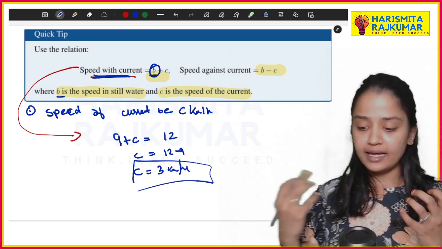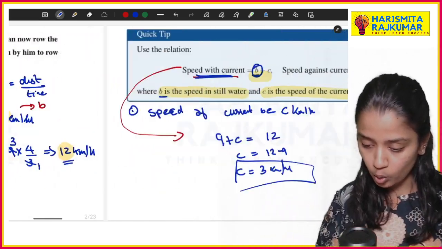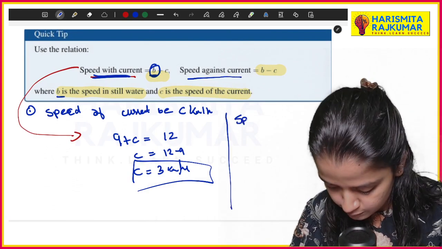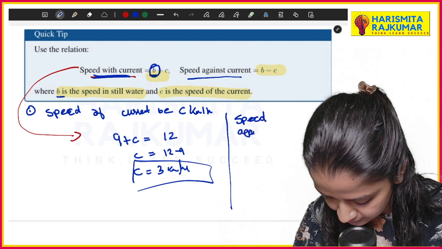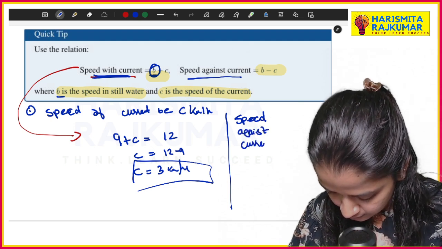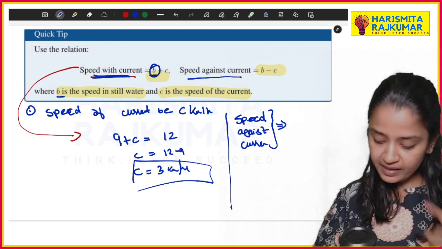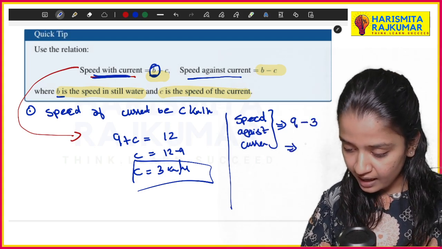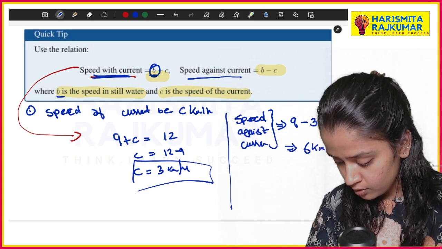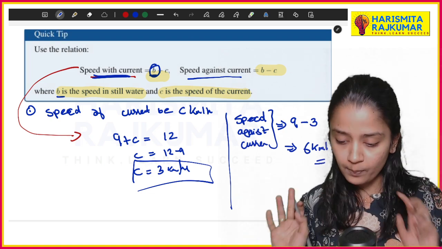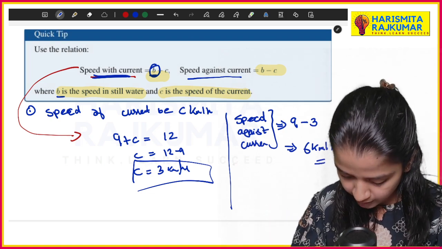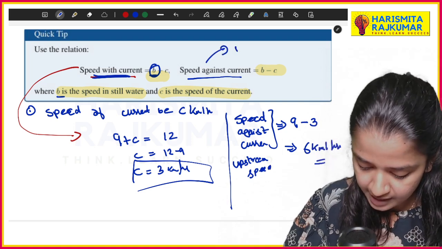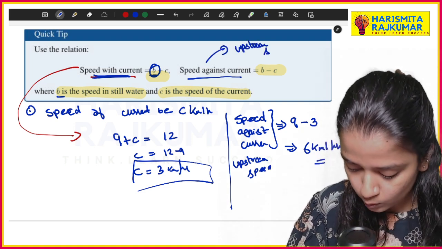Now you have to calculate the upstream. Upstream is speed against current. So speed against current is equal to, what is my B? My B is 9 and my C is 3. So speed against current is 6 kilometer per hour, which is upstream speed. We can also say this as upstream speed and the other as downstream speed.